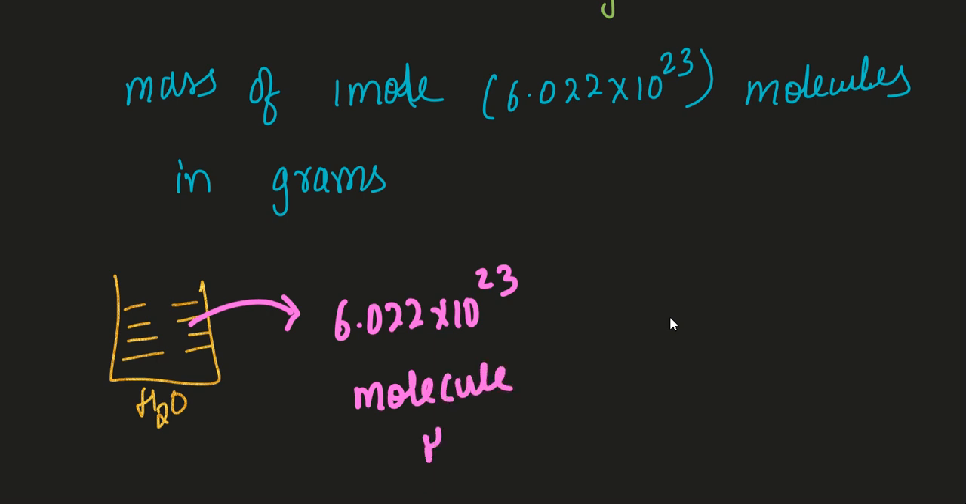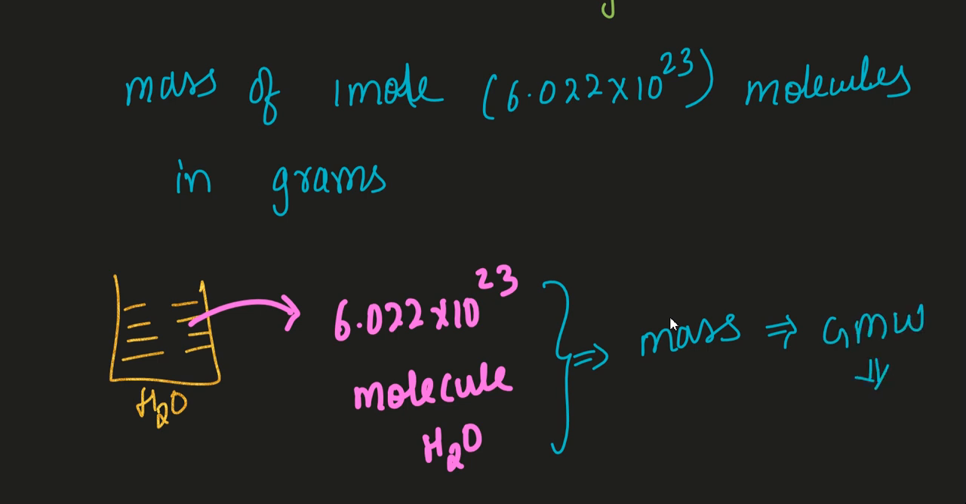In the previous case, I took only one molecule. This time I took 6.022 × 10^23 molecules. Can I say they have some mass here? That mass is nothing but the gram molecular weight, and its value is found to be 18 grams. In the previous case we took only one molecule; now we are taking 6.022 × 10^23 molecules.